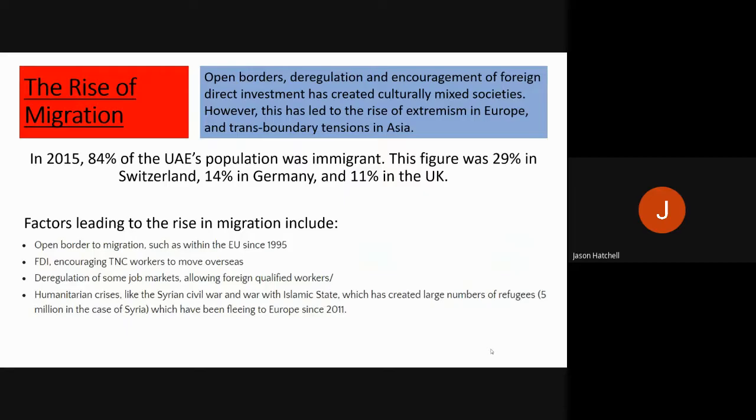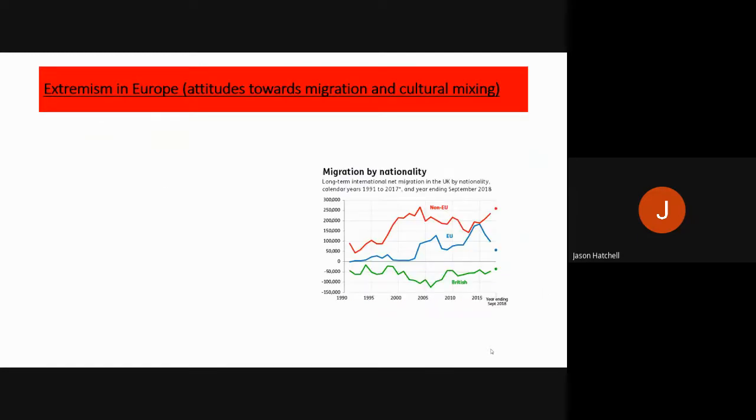And things that have led to this definitely include open border migration, particularly in the EU, foreign direct investment and transnational companies encouraging workers abroad, deregulation, allowing foreign qualified workers into a nation and into a job market, and also humanitarian crises like the Syrian civil war. These things have all led to a rise in international migration and migration for people, particularly economically for jobs and employment. This has led to, for example, some extremism characteristics in Europe.